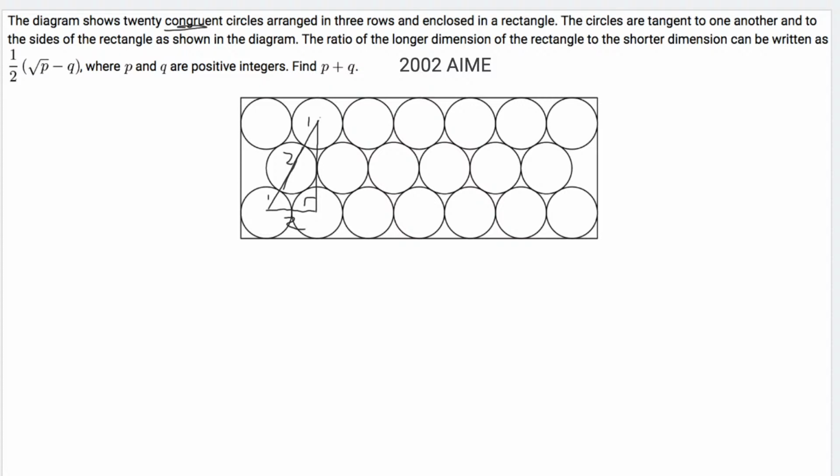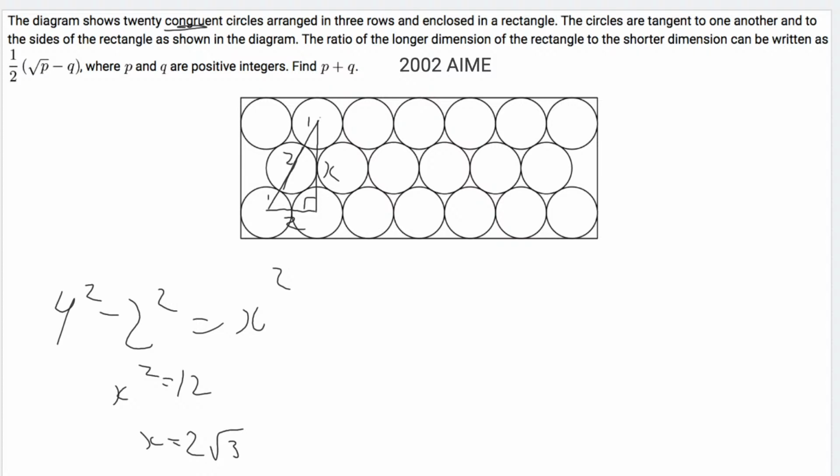And we want the height of this triangle, of the rectangle. So if you use the Pythagorean theorem, you get 4 squared minus 2 squared. Pretend the segment is just x. So you get x squared. And if you simplify this out, you get x squared equals 12. And then using this, you square root both sides, and you get x equals 2 square root of 3. And we're almost close to our answer now.